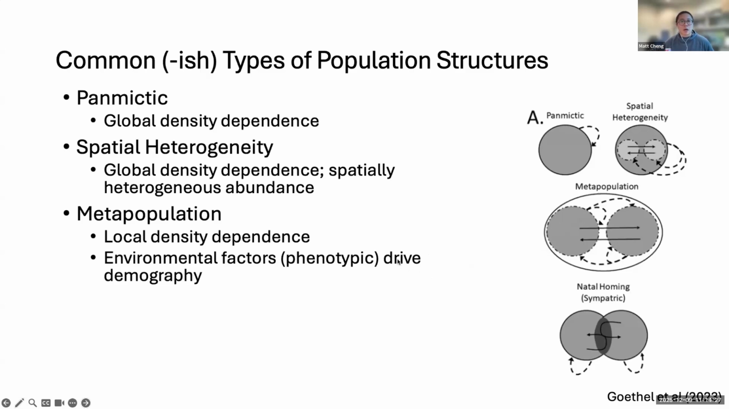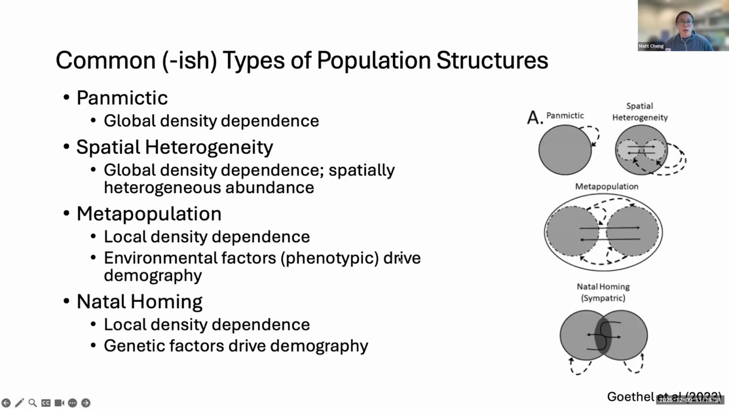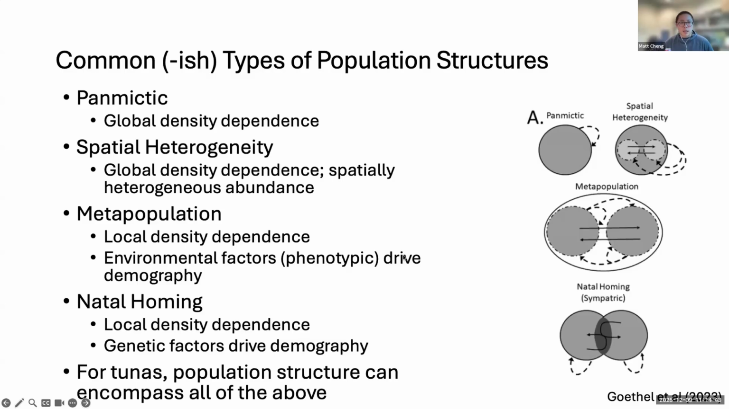And the last somewhat common population structure we typically encounter is natal homing, where again, we have local density dependence, and the natal origin or genetic factors will typically determine demographic rates. And so for tunas, it encompasses all of these population structures that I described. So perhaps for some of our next gen assessments, these structures might be at the forefront of what we think about incorporating when we start developing a model.